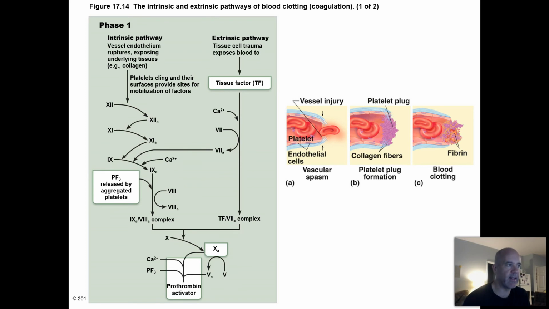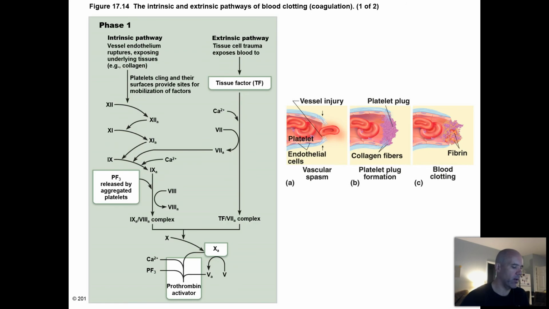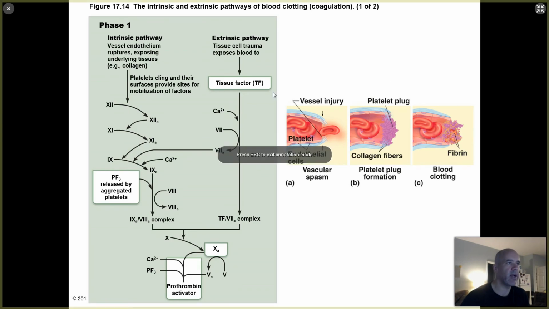All right, so on this last slide over here, we said there's an intrinsic pathway and an extrinsic pathway that leads to the formation of prothrombin activator, which is an enzyme. And so this fairly complex looking diagram over here is showing that to you.